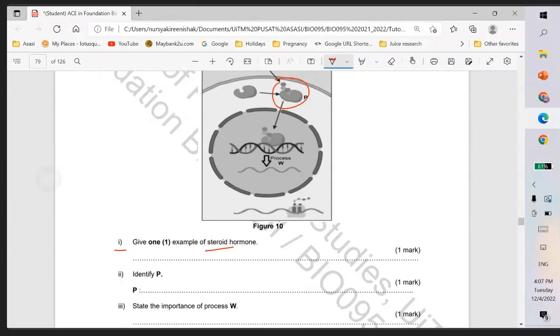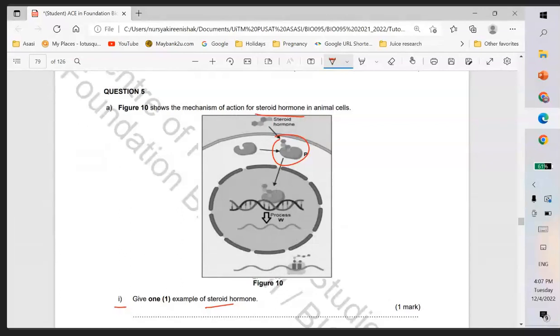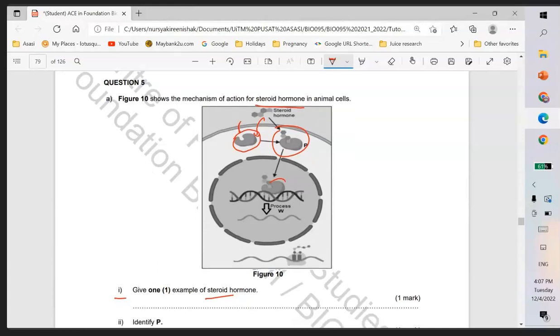So thank you. Next is Ainin Sophia, please identify P. P is hormone receptor complex. Hormone receptor complex. So for steroid hormone, as you can see, the characteristics of steroid hormone is that it can enter into the target cell because it is lipid soluble. It can pass through or dissolve through the phospholipid bilayer, and so therefore the location of the receptor for steroid hormone is either located in the cytoplasm or it also can be located in the nucleus. Okay. So itu ciri steroid hormone. Dia boleh masuk dalam target cell dan dia punya reseptor ada dalam cytoplasm ataupun dalam nucleus.